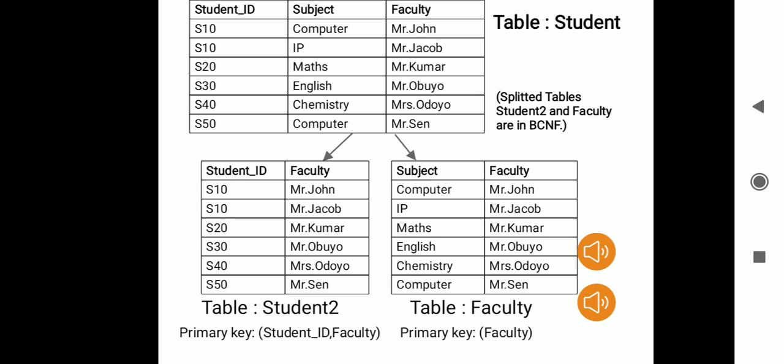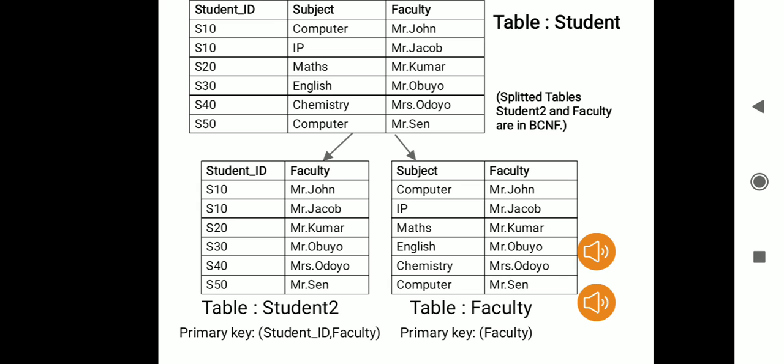The solution to overcome these anomalies is to split the table student into two different tables. Those are student 2 and faculty as shown in this slide, so that no non-key attribute determines a key attribute. The student 2 table comprises the attributes student ID and faculty, where student ID and faculty taken together is the composite primary key. The faculty table comprises the attributes faculty and subject, where faculty is the primary key.